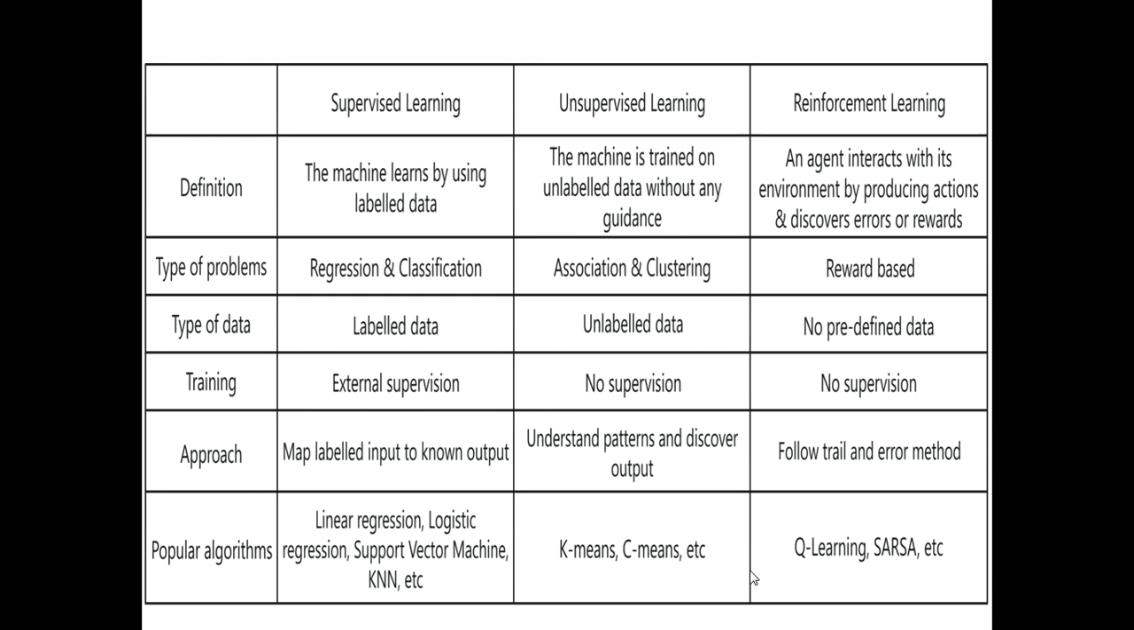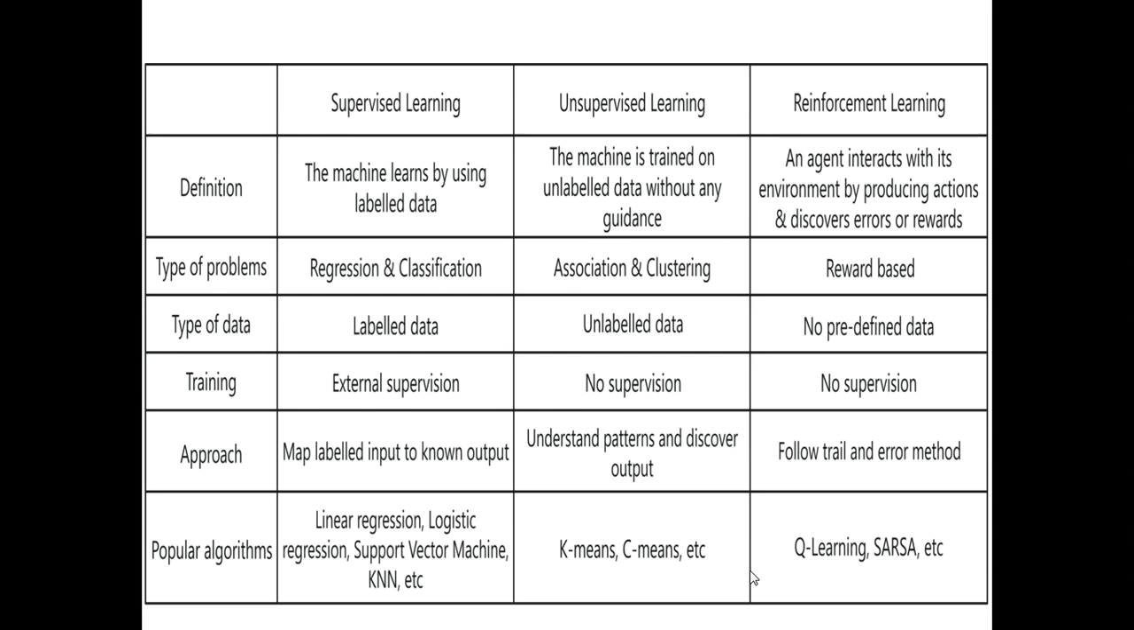While on the other hand, reinforcement learning is another type of learning in which an agent interacts with its environment by producing actions and discovers errors or rewards. So it's basically reward based learning, in which we give some kind of reward to the machine whenever it performs a good or better task.